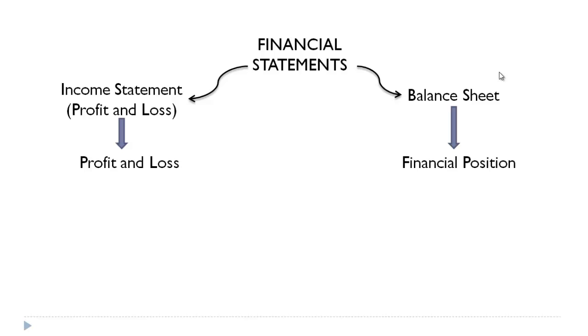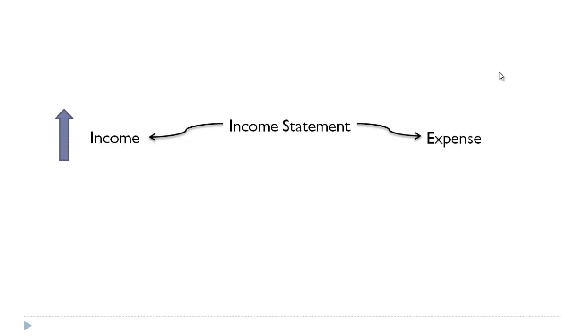So now we'll see a little bit on the income statement, that is, the profit and loss statement. The income statement would talk about all the incomes, and it will also talk about all the expenses. So it is not only going to give you income, it will also give you the expenses. And if income is more than expense, it is called profit. And if expense is more than income, it is called loss. So it's simple, it's very logical.